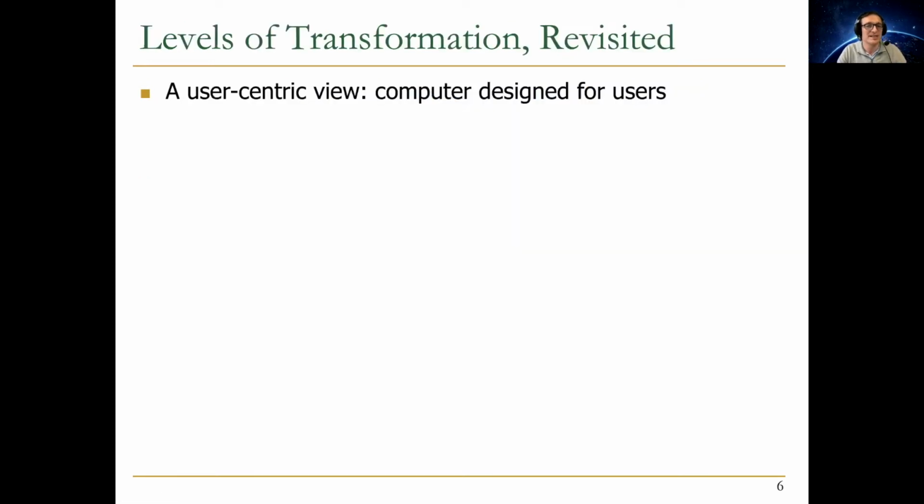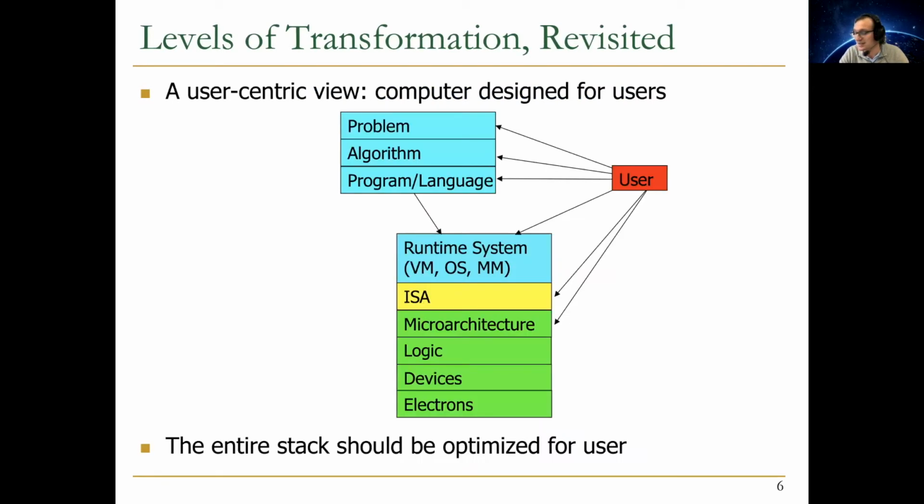Okay, so if you revisit the levels of transformation, I think the user is very important. What we showed earlier did not incorporate the user. But the user really interacts with many, many parts of the levels of transformation. Of course, the user is different. Some people have input problems. Some people design algorithms. Some people design programs and languages. Some people design runtime systems. Some people design or use ISAs. And some people design microarchitecture and logic, right? So a user actually can be anyone who interacts over here. And perhaps the entire stack should be optimized for the user.